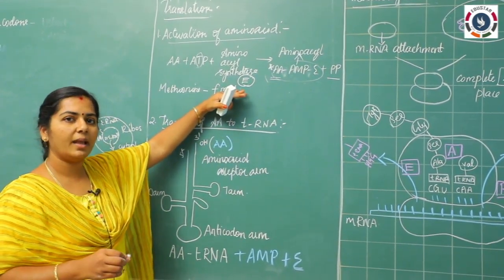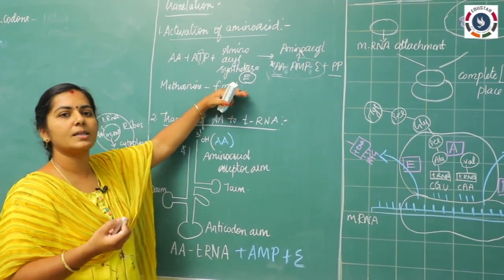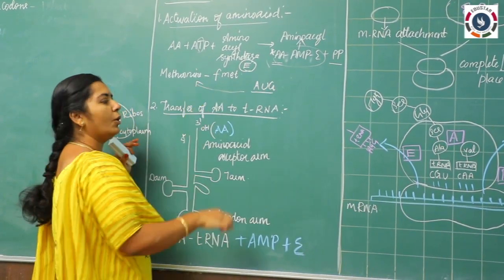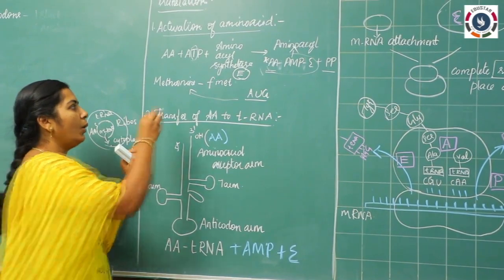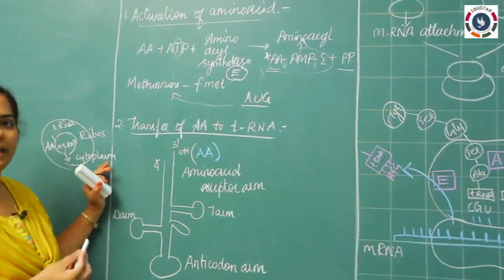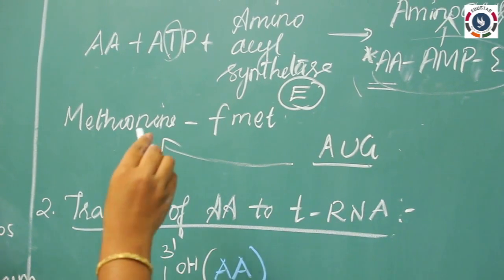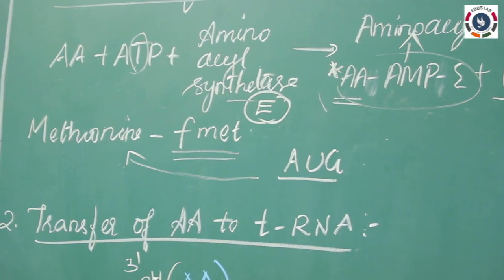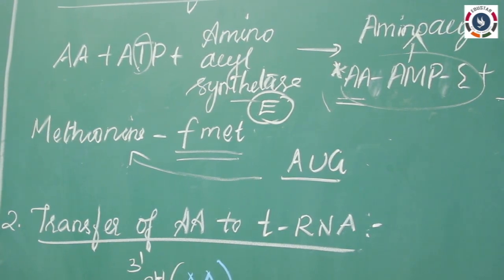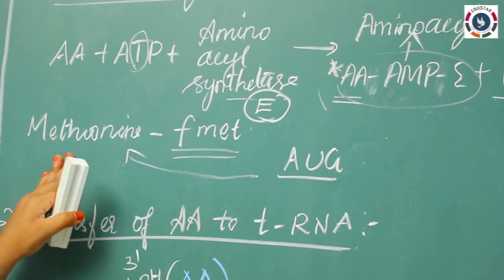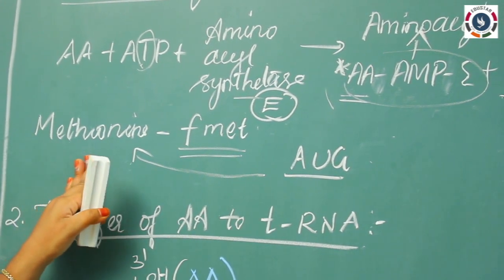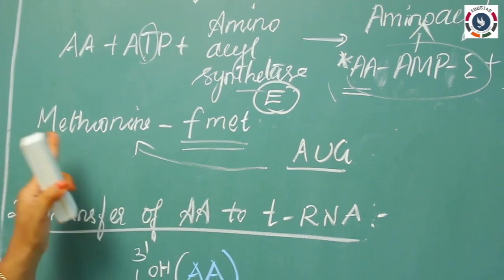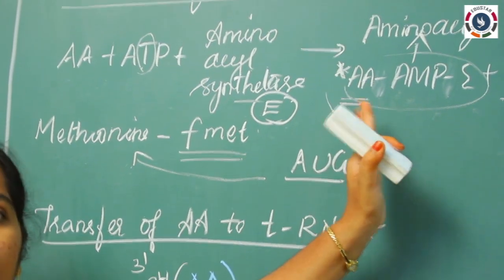Only one exception is there. In the case of our start codon, we know that the start codon is AUG, which codes for the amino acid methionine. Only for this methionine, the amino acid charging is a little different. Here we say the name as F-met, that is formylated methionine. Why? In order to avoid the mutation process, this methionine is charged by different means, that is formylated methionine. We say F-met only for this amino acid. All the remaining amino acids follow only this process.